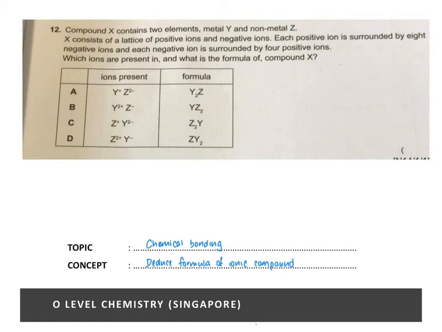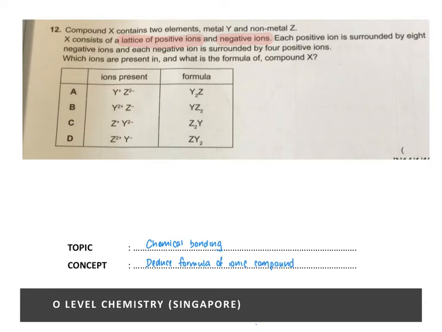This question is on the topic of chemical bonding, and the concept that's being tested is on how to deduce the chemical formula of an ionic compound given the description of how the ions are arranged in the lattice structure. Okay, so firstly, how do I know there is an ionic compound? It's already mentioned in the question that X contains a lattice of positive ions and negative ions. So it's very obvious that we are talking about an ionic compound.